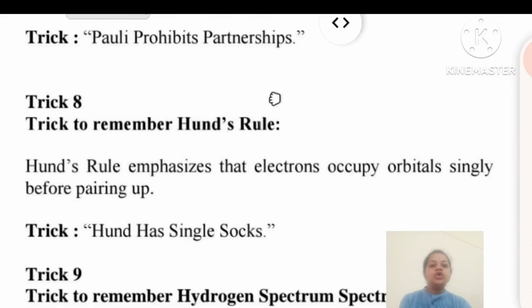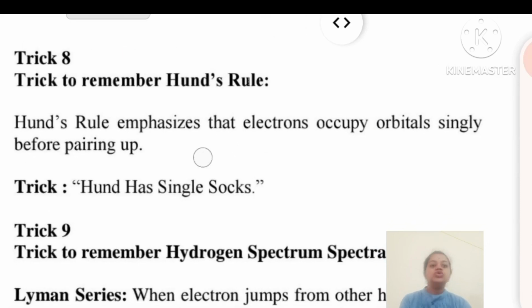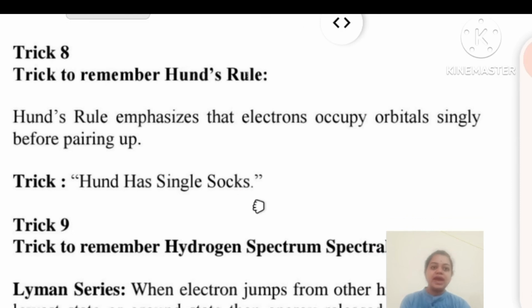Next, how to remember Hund's rule? Hund's rule emphasizes that electrons occupy orbitals singly before pairing up. Before pairing up, they will occupy singly, right? So, Hund has single socks. You can remember it as Hund has single socks. So, it is singly paired.